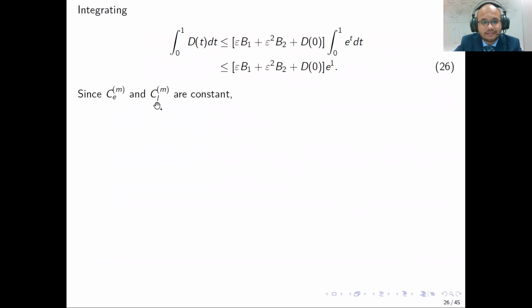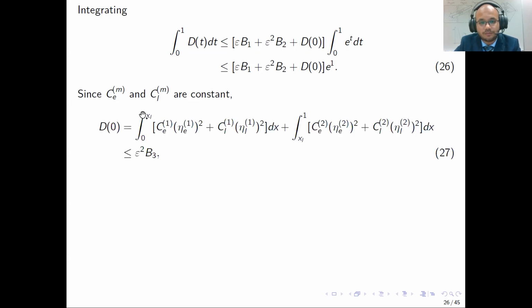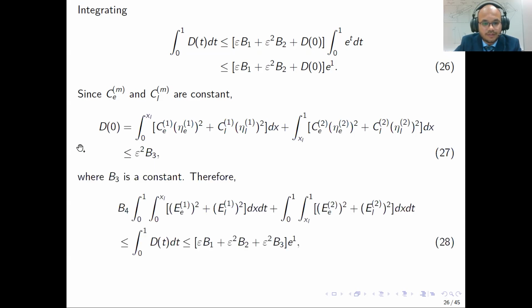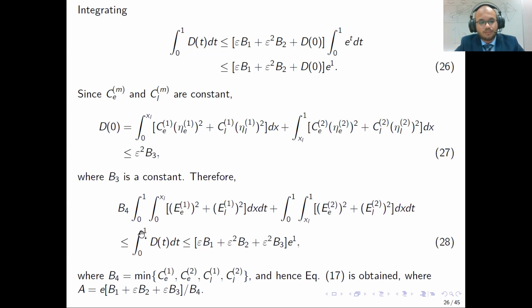And since CE and CL are constants, as I said before, we proved it for the constant case. For the non-constant case, it's similar, but it gets a little bit more complicated. So the D0 will be bounded by this term right here, and we finally show what we stated in the theorem, that this total integral is bounded by a small number, where B4 will be the minimum among all these terms. And that shows that the neural network solution will converge to the right numbers.